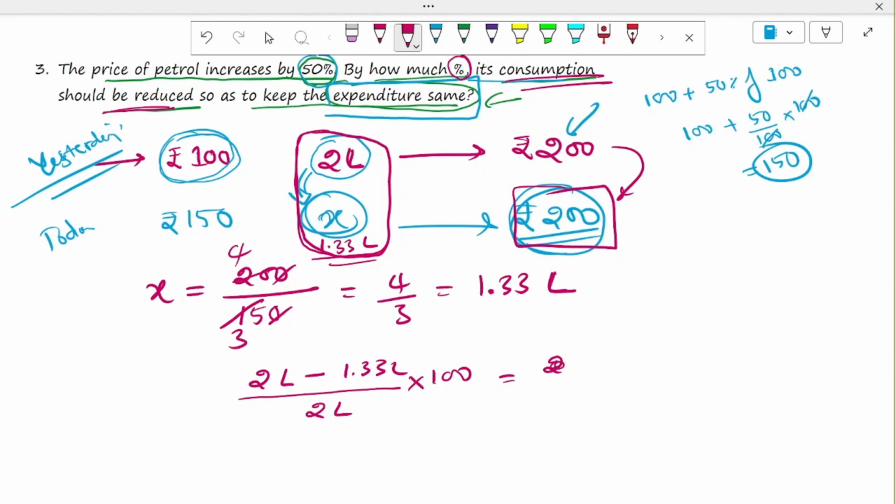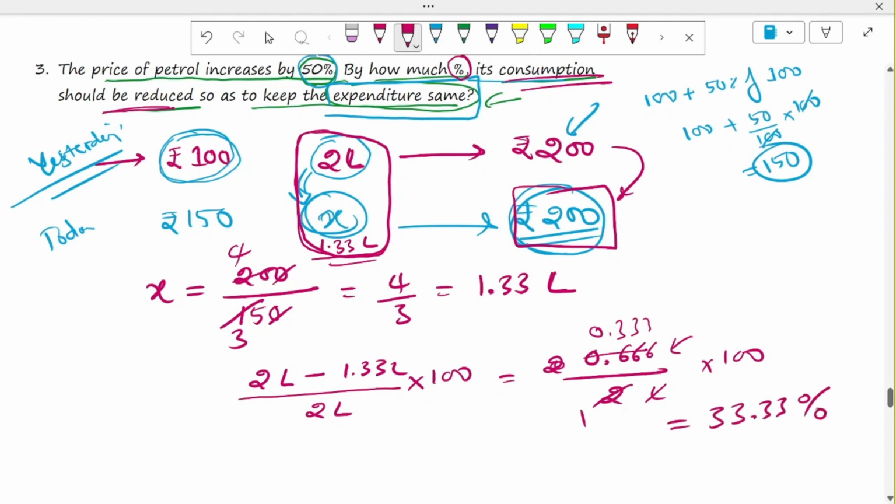Okay, this will be equal to what? 2 minus 1.33, how much? 0.666 divided by 2 liters into 100. So this cancels. 2 ones are 2, 0.333. So this will be equal to 33.33 percent. These questions are very important. So the answer of this question is 33.33%.